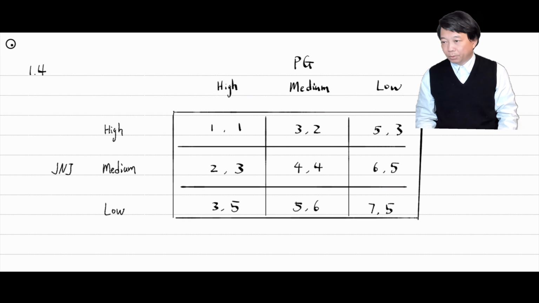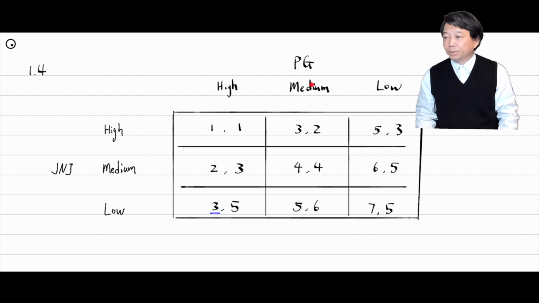We use the best response approach to find the Nash equilibrium. In the payoff matrix form, the first number in each cell is Johnson & Johnson's payoff, and the second number is P&G's payoff. We first find Johnson & Johnson's best response to P&G's possible strategies. Given that P&G chooses a high level of advertising, Johnson & Johnson gets a payoff of 1 if it chooses high, 2 if it chooses medium, and 3 if low. So it will choose a low level of advertising. We underline the number 3.